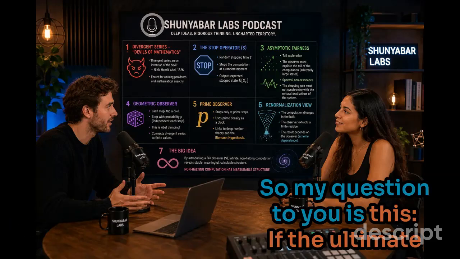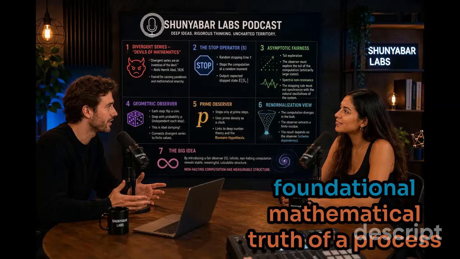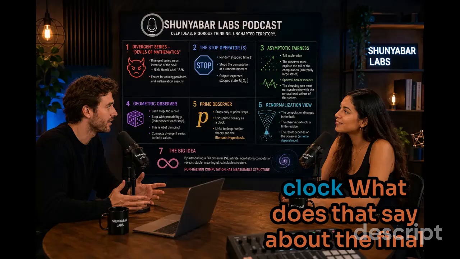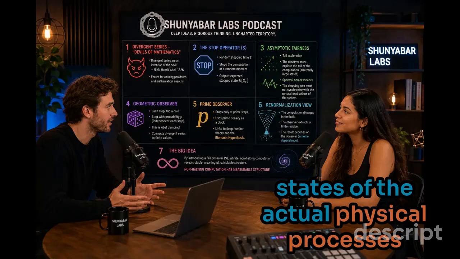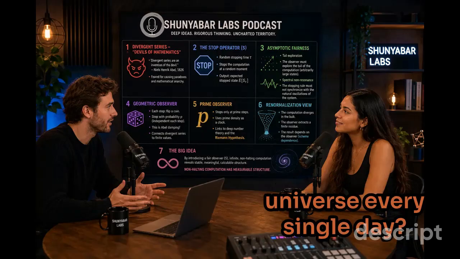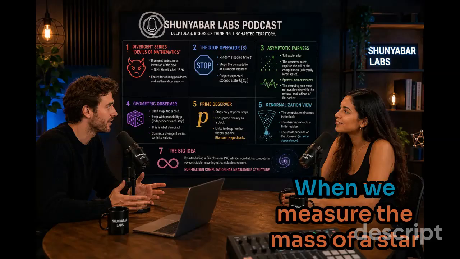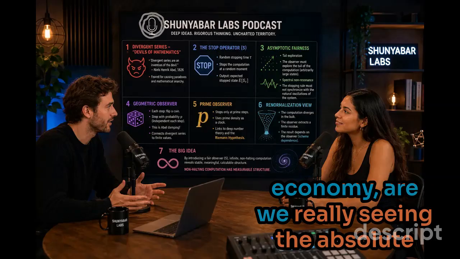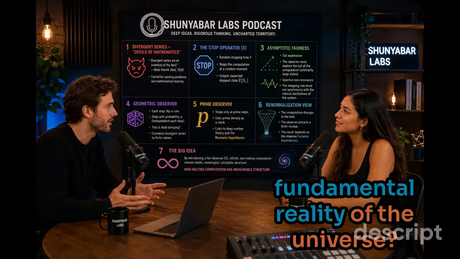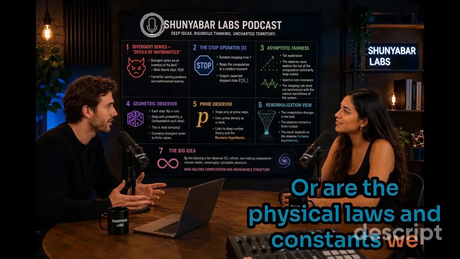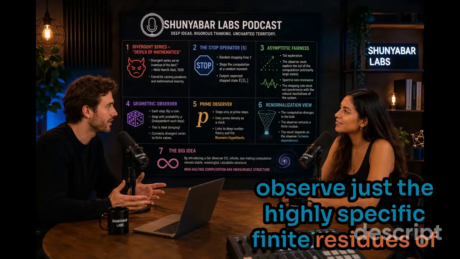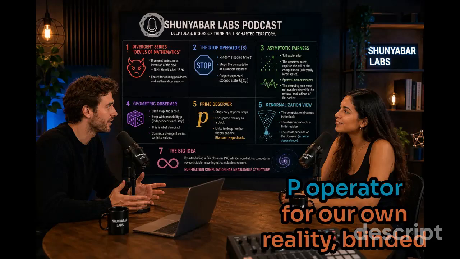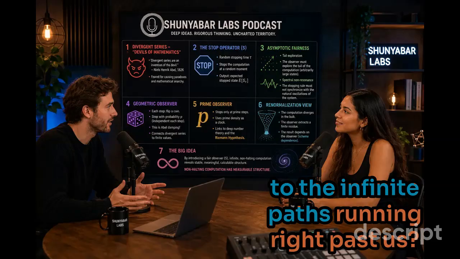Exactly. So my question to you is this. If the ultimate foundational mathematical truth of a process is completely dependent on the observer's clock, what does that say about the final states of the actual physical processes happening around us in the universe every single day? When we measure the mass of a star or the behavior of a cell or the trajectory of an economy, are we really seeing the absolute fundamental reality of the universe? Or are the physical laws and constants we observe just the highly specific finite residues of our own human coordinate system? Are we just the STP operator for our own reality, blinded to the infinite paths running right past us?